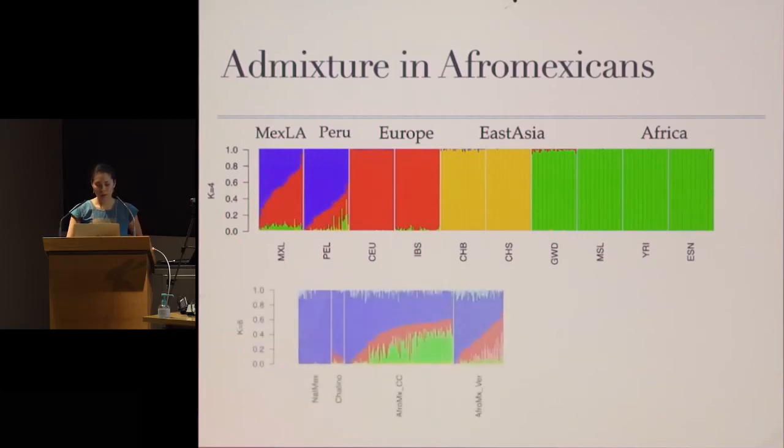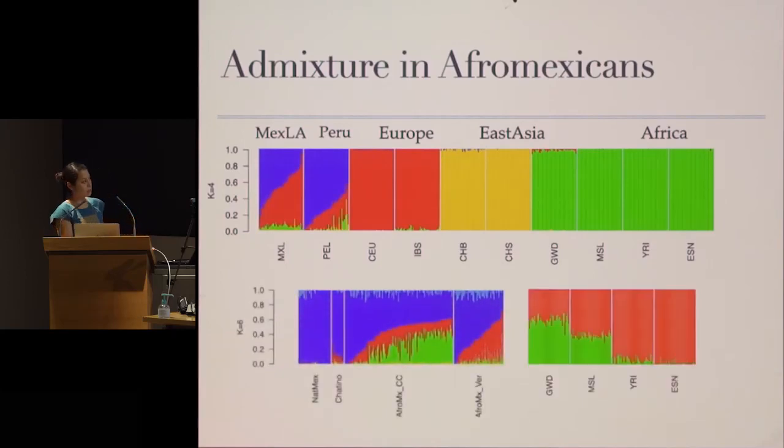If we increase the K to 6, that's when in Africa we see this first differentiation between groups in West Africa and Yoruba and from Nigeria.